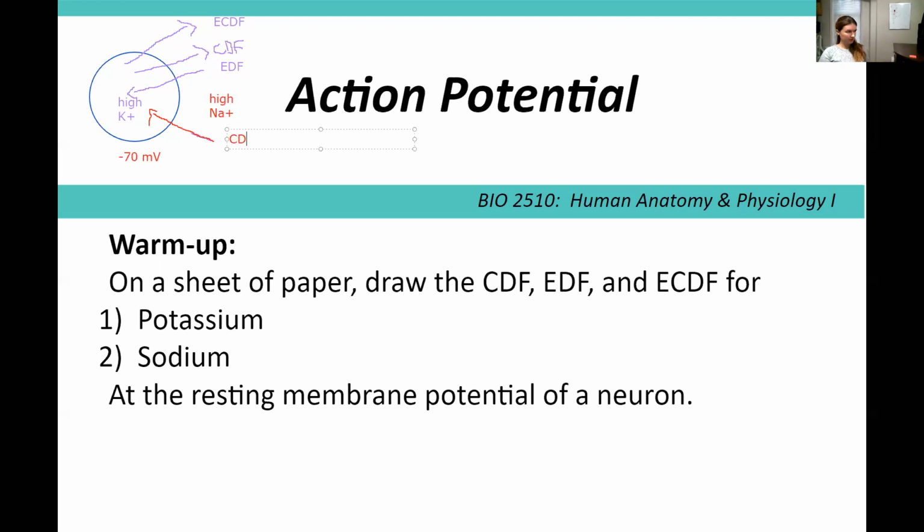We got our chemical driving force. Then we need to think about our electrical driving force. Remember, the only thing we need to think about for the electrical driving force is positive and negative. So sodium is positive, the inside of the cell is negative. So the electrical driving force for sodium is also into the cell. We have those opposite charges attracting.